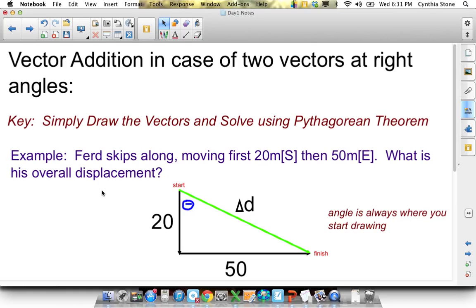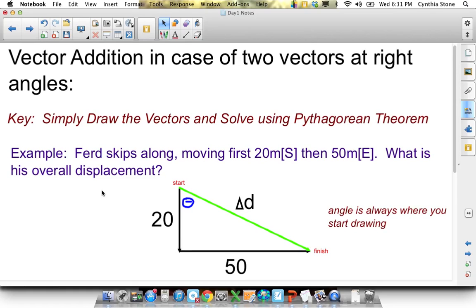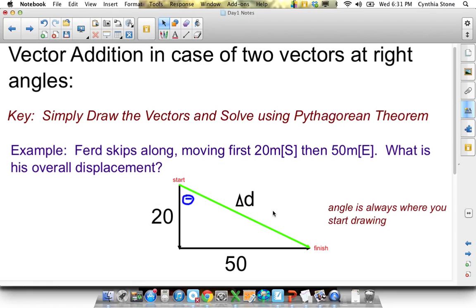So in order to find the magnitude and angle of his displacement, magnitude being the size, the number value, you just draw a triangle. So you draw his path, right? He starts by going 20 meters south. So here's where he starts. He goes his 20 meters south. Then don't pick up your pencil, because then he goes 50 meters east. And his overall displacement is from where he started to where he finishes, right?